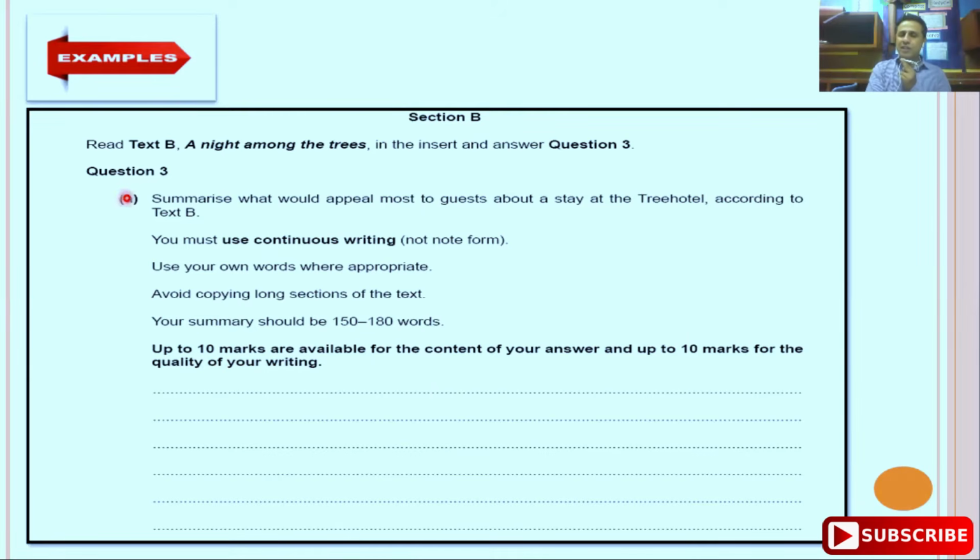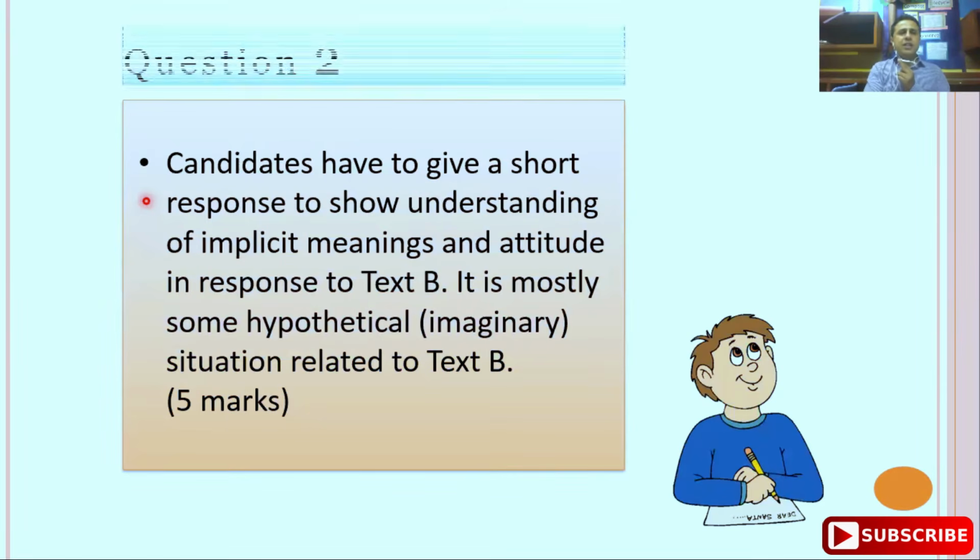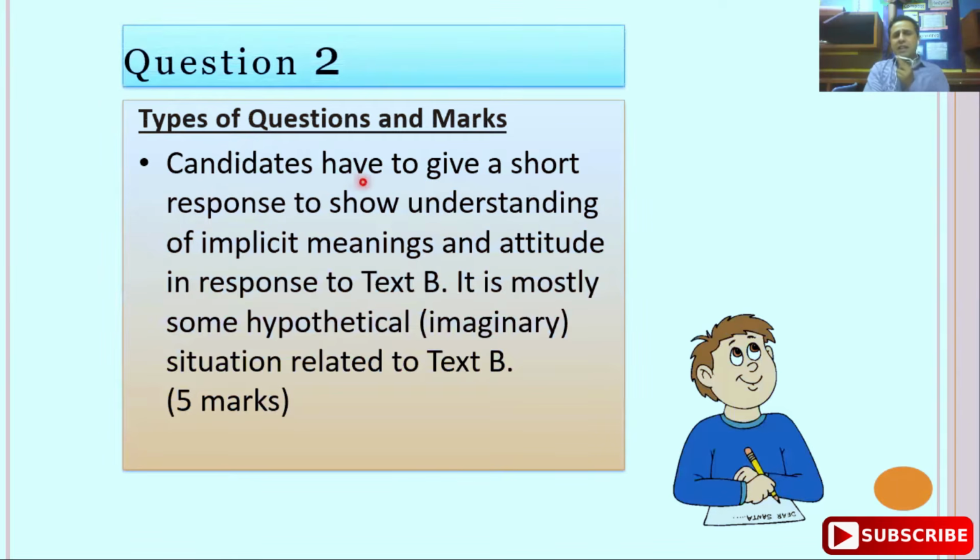Normally this is question number 3 of paper 1, but if you see from passage number 2, this is question 1, and question 2 is where candidates have to give a short response to show understanding of implicit meaning and attitude in response to text B. It is mostly a hypothetical, imaginary situation related to text B, and you will be given 5 marks for that. Let me explain this question.